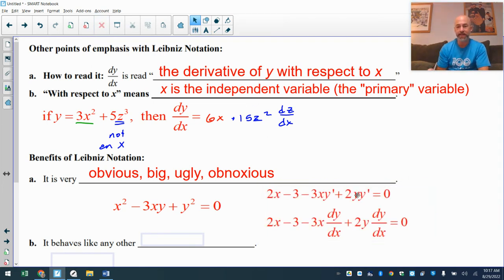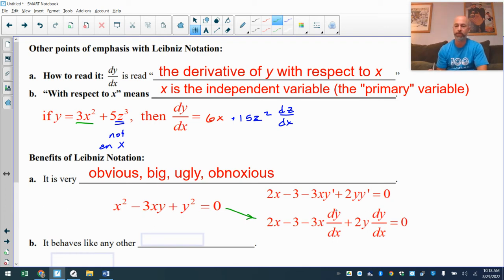Both of these are saying the exact same thing. Our first step with the derivative would be 2x minus 3x y prime, or I could say 3x dy dx. And the reason I like the Leibniz notation is because the next step, once we do this step where we get this first pass at the derivative, is we need to solve for the dy dx. We need to isolate that.